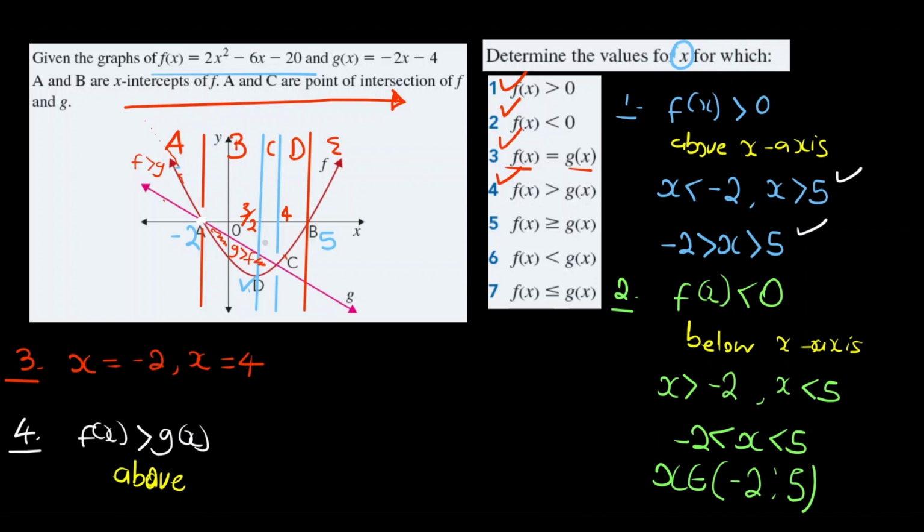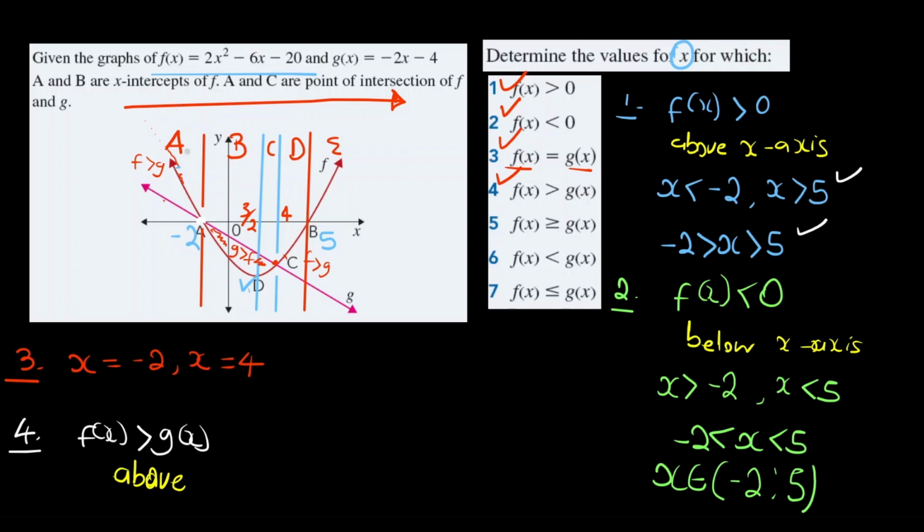But we're looking for the area where the parabola is above the graph of the straight line, which is area A. But if we continue, we see that at C they are equal, but on the right hand side of C we can see that the parabola goes on top and the graph of G is below. So in this whole area the graph of F is greater than the graph of G, for area D and area E.